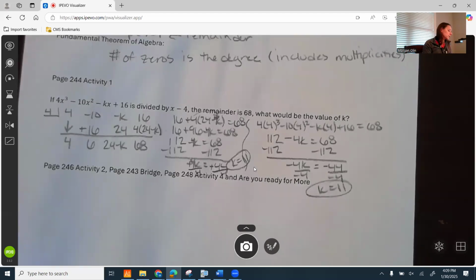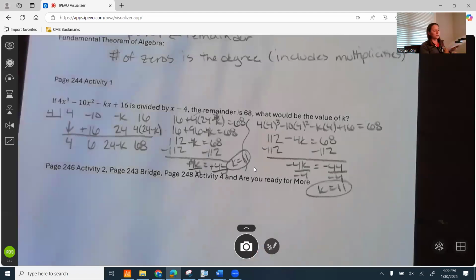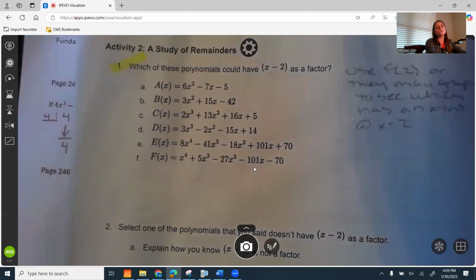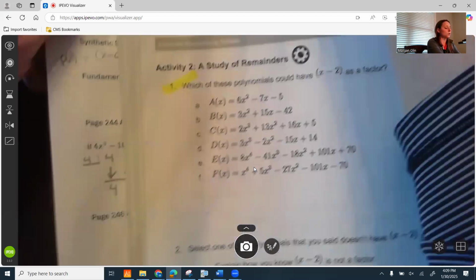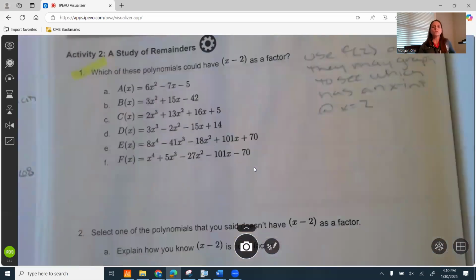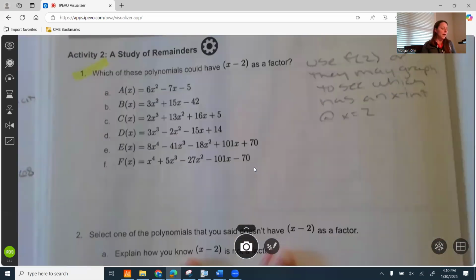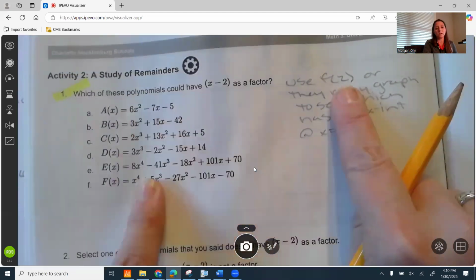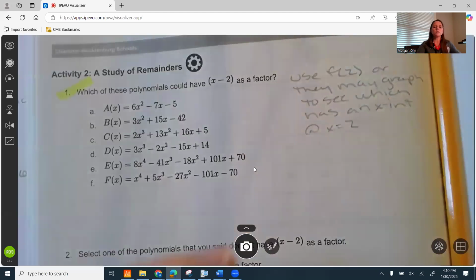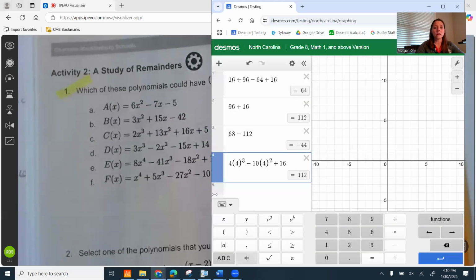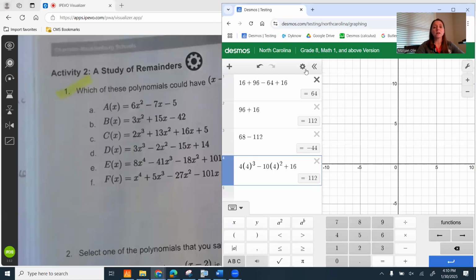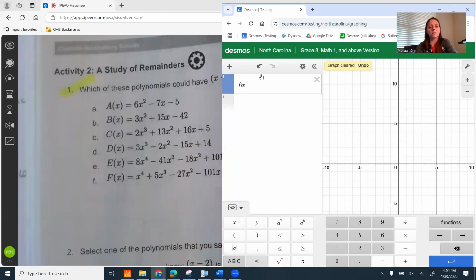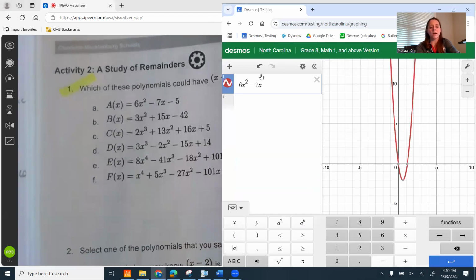All right, so let's go to 246 and look at this problem. Which of these polynomials could have x minus 2 as a factor? We're just hitting all these things. I could use f of 2 and plug in 2 into each one of these to see which one gives me 0. But some of you are like, I could just plug in all these graphs. And yes, you can. Now, the faster you plug it in, x squared minus 7x minus 5.